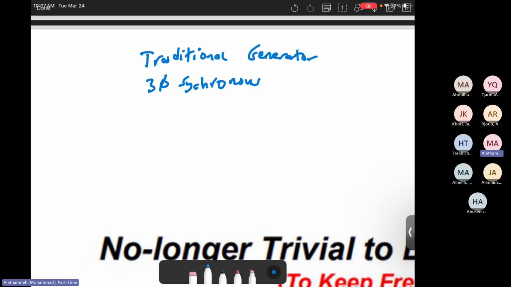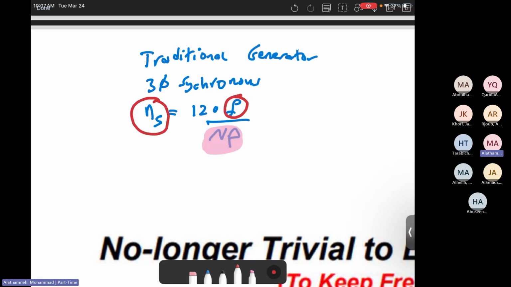And the synchronous speed, as we know from machines class, Ns equals 120 times f divided by the number of poles. The number of poles is fixed, so the only impacting factor is the frequency. We can realize that the synchronous speed is directly proportional to the frequency. So if the frequency goes high, the speed goes high. If the frequency is low, the speed goes low.